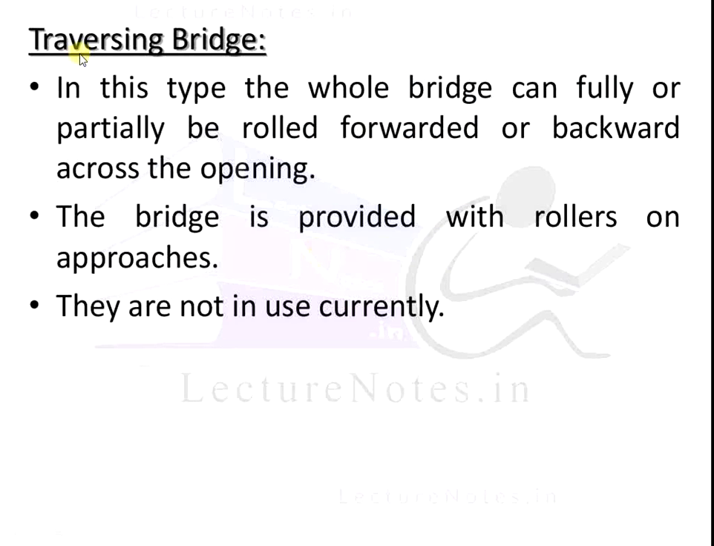Okay, next, the traversing bridge. In this type of bridge, the whole bridge can be fully or partially rolled out, forwards or backwards, across the opening. That is, with the help of rollers the bridge is moved forward or backward across the opening. The bridge is provided with rollers and approaches, but nowadays this type of bridge is not in use.